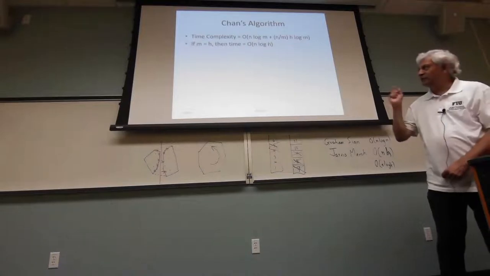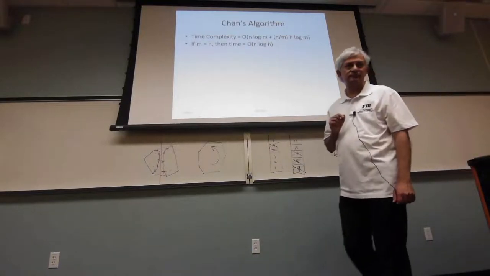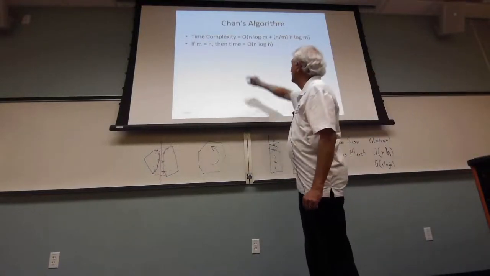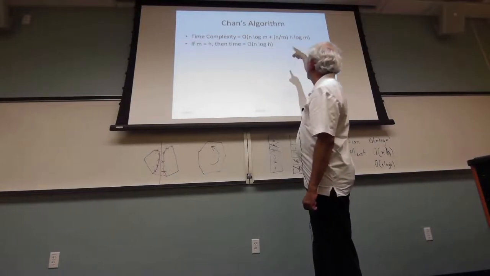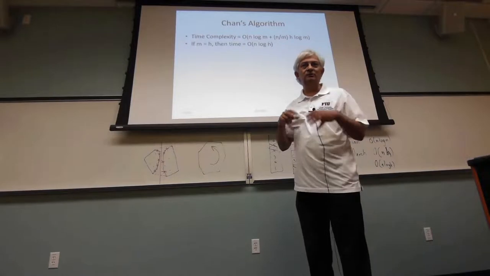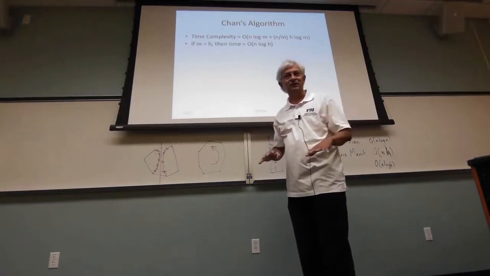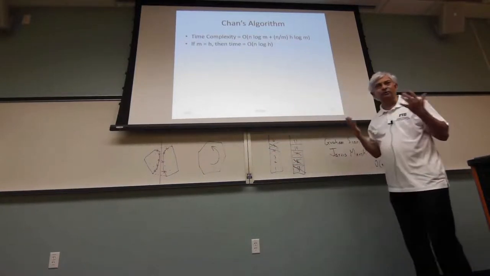So if we take m equals h, then this becomes n log h. And this becomes h, and h will cancel out, and you'll get n log h. So the whole time complexity now becomes n log h. But I don't know what h is.